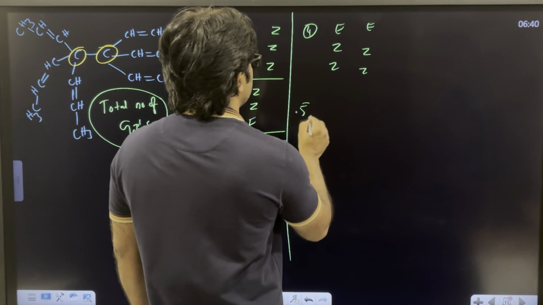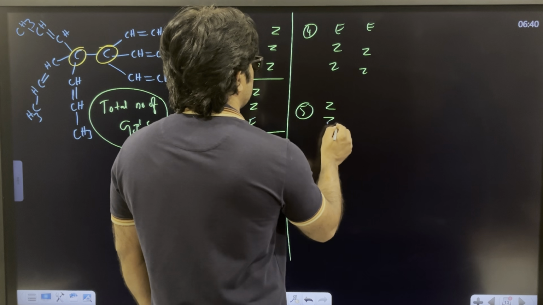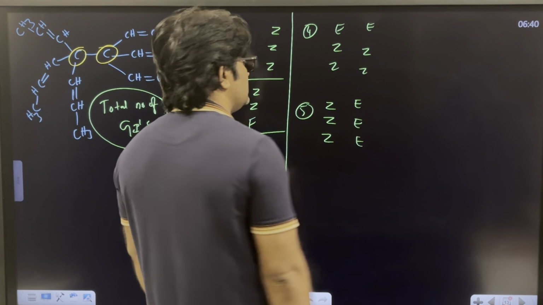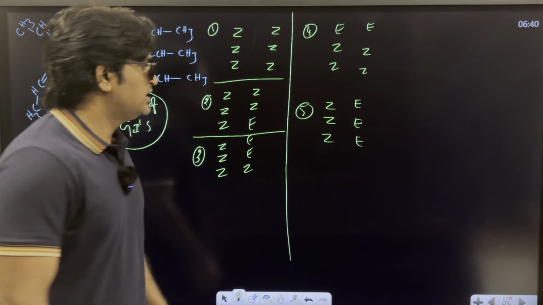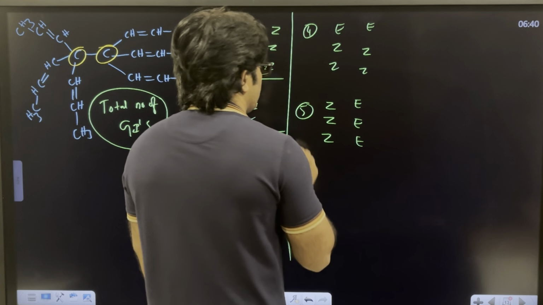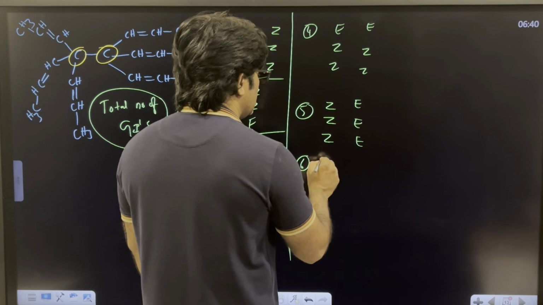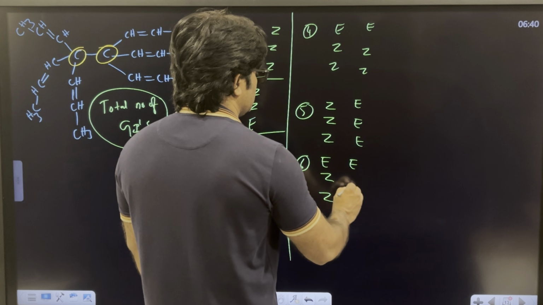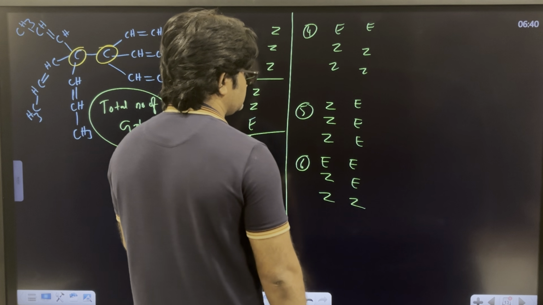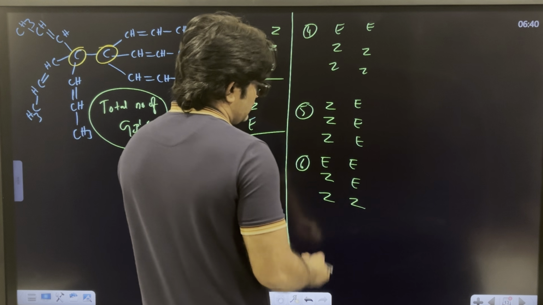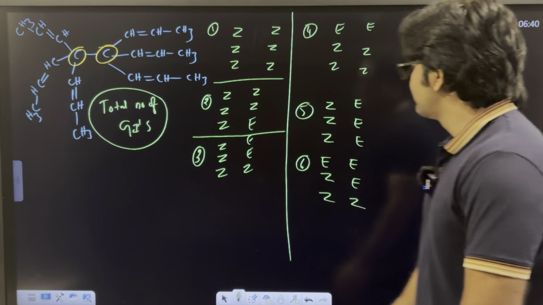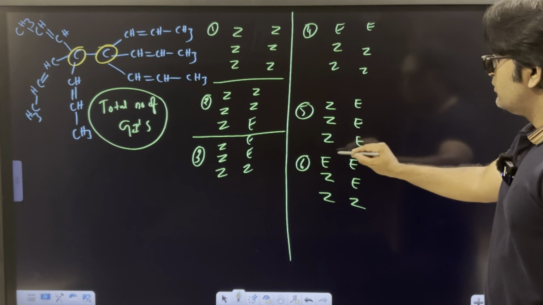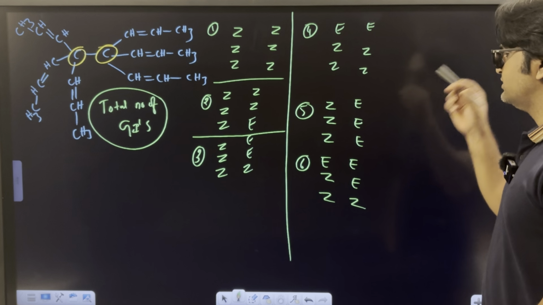And what is the fifth possibility? For example, if you are taking Z, Z, Z here, E, E and E. 3E one side, 3Z other side. Sixth possibility, for example, if you are taking one E other side, like E, Z and Z. Next one E, E and Z. Something is missing. No problem. 3E and 3Z. Okay. 3E one side, 1E one side, 2E other side.